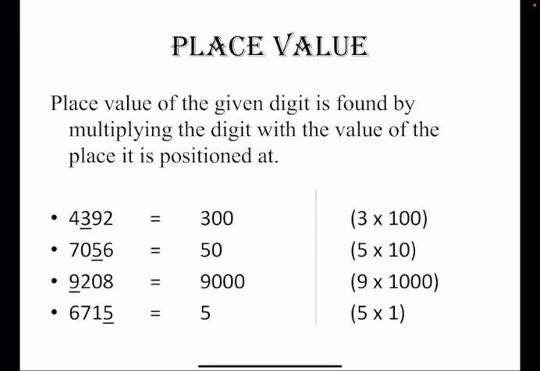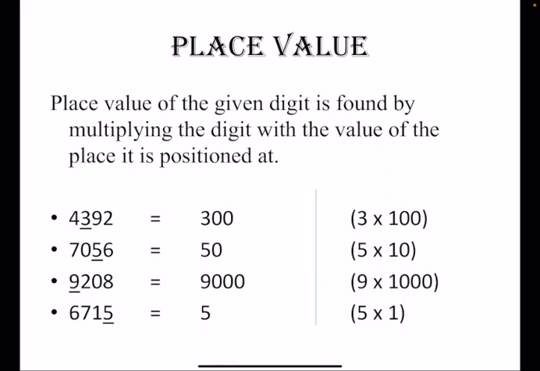Same way in the next number 7056, 5 is underlined. So this number is read as 7056. Now 5 is at tens place. So you will multiply 5 with 10 and the answer will be 50. 50 is the place value of 5 in the number 7056.